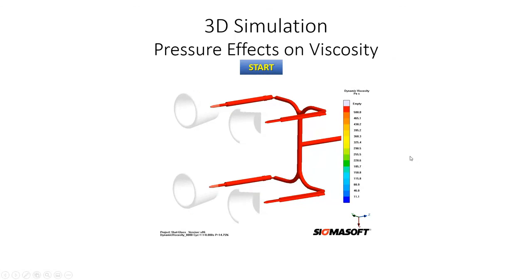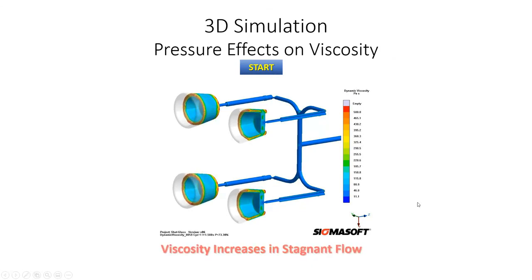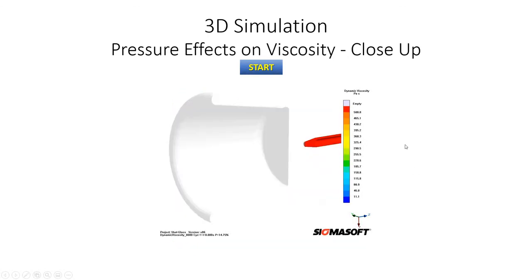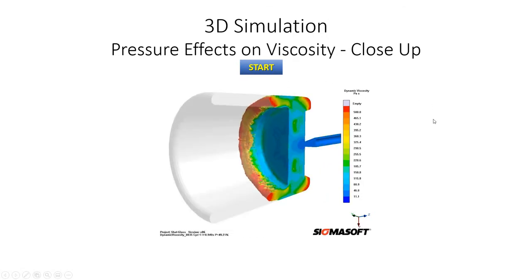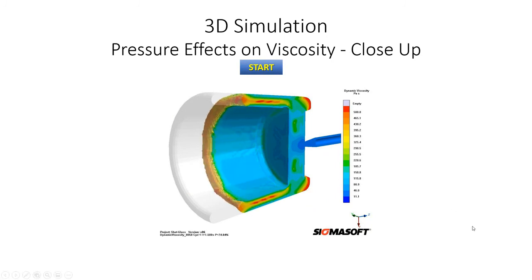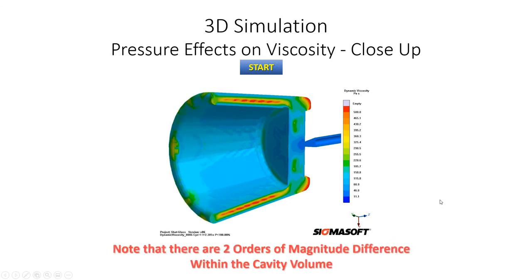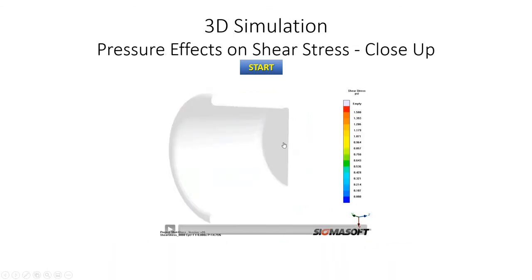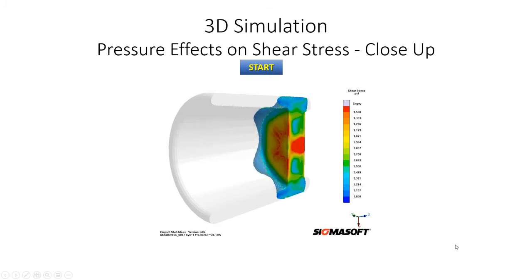We can also look at pressure effects of viscosity, and we start to see that as there's stagnant flow in filling the cavity, we see some viscosity increases. High viscosity is in red. We can see that in a more close-up condition. Stagnant flow causes problems, so we always want to make gate locations and things ideal. We have a 2 order of magnitude difference between the red and the blue, so stagnant flow really does occur. We see those effects on shear stress again, and how those stagnant flow areas can cause shearing and defects.